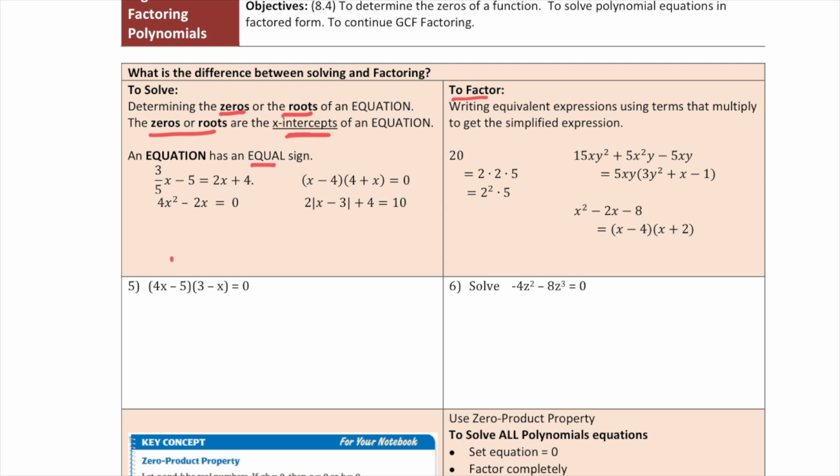To factor means that we're going to write equivalent expressions using terms that multiply to get our simplified factor. For example, 20 is 2 times 2 times 5, or 2 squared times 5. Notice for the second problem, we're taking out the GCF, and we have y squared plus x minus 1. This third problem is a trinomial, and when it is factored, it is the multiplication or product of two binomials.